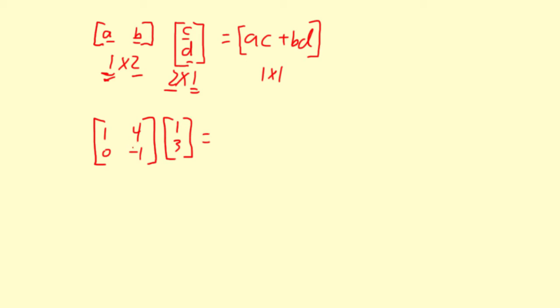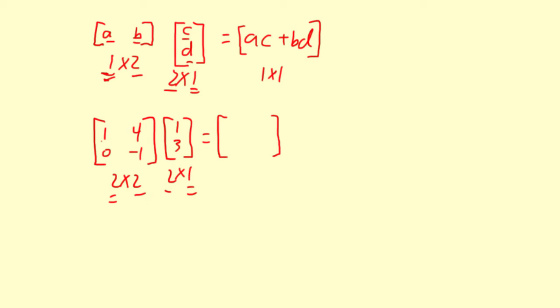Okay, first of all, what are the dimensions? This one is 2 rows by 2 columns. This one is 2 rows by 1 column. So you can multiply these. So these numbers are the same. And the answer is going to be a 2 by 1. I'm making this a little wider so I can write out the actual calculation here.